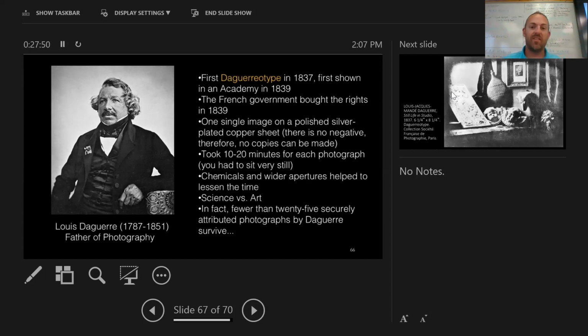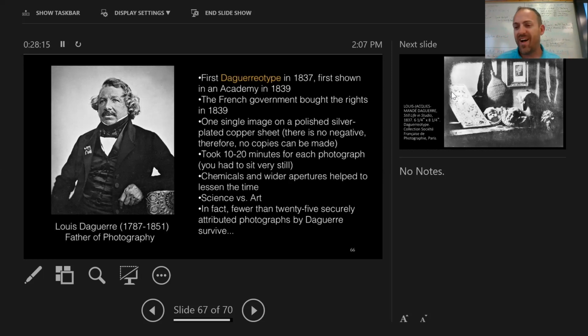And he shows this in an academy, so students that are learning an artistic trade. I'm going to tell you right now, many people in the world did not consider photography an art. It did not gain legitimacy until later. So Daguerre fought to make photography an art.